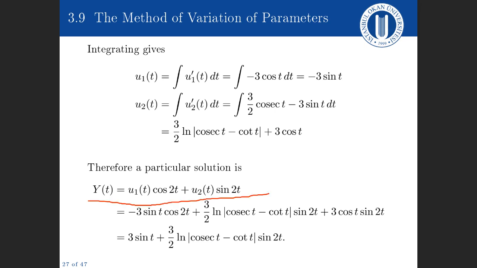Our particular solution is going to be u1 cos 2t plus u2 sin 2t. Now we know u1 and u2. Put them in, simplify a little bit, and we get our particular solution. It's this complicated function at the bottom: 3 sine t plus 3 over 2 natural log of the absolute value of cosec t minus cotan t, times sine 2t.